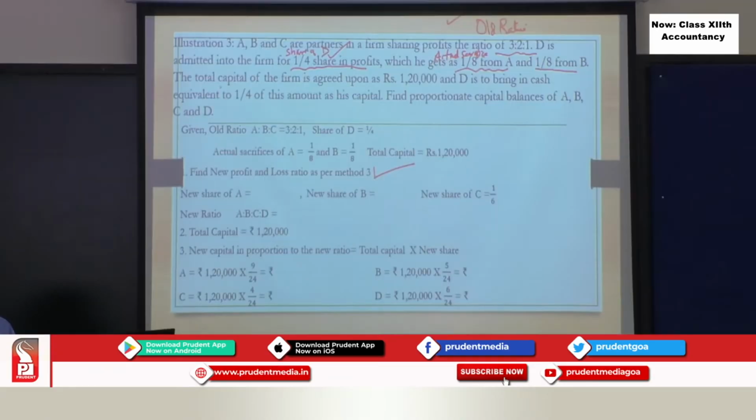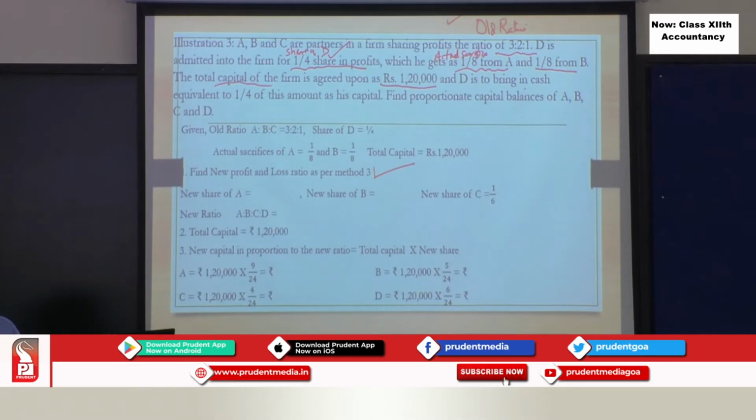The total capital of the firm is agreed upon ₹1,20,000. Step 2 is calculation of total capital, but here it is given to you directly. So you are lucky fellows. So 1,20,000 is the total capital of the firm.